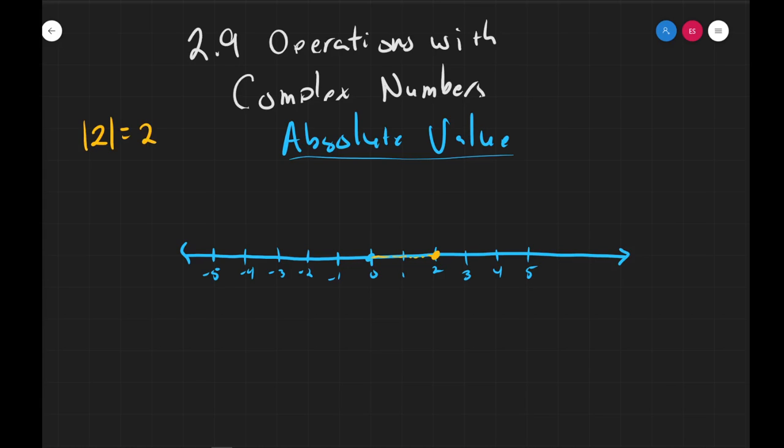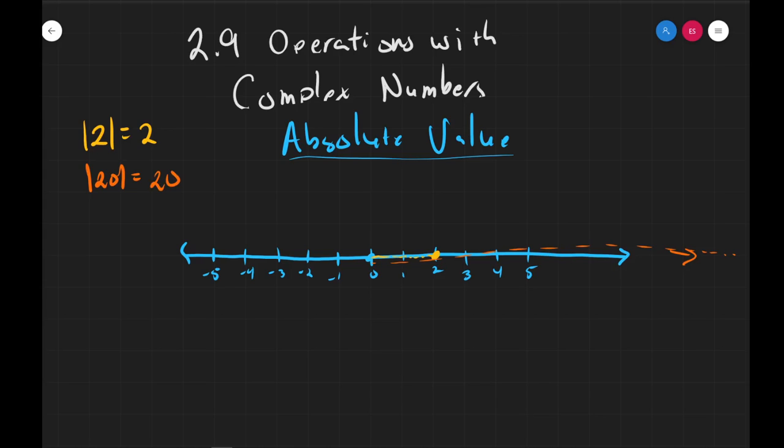Same goes for any positive integer. If we have a positive integer, let's say we have the absolute value of 20. It's going to show up somewhere over here. That doesn't show up on my graph, but that's okay. If we measured the distance from that number all the way back, it's going to be 20 units from 0. Okay, it's our distance from 0.